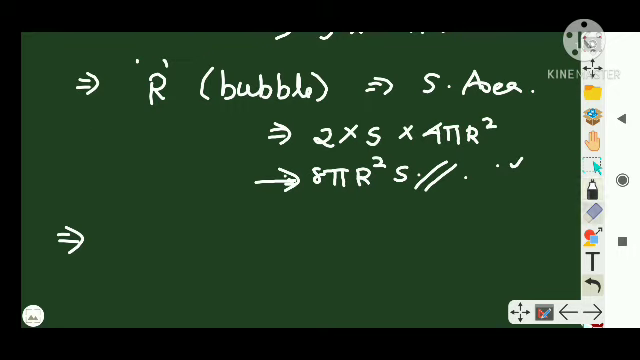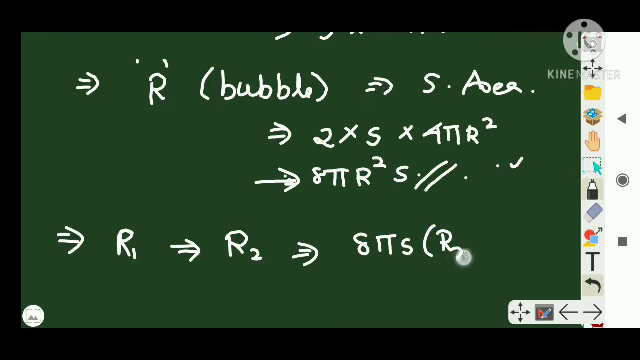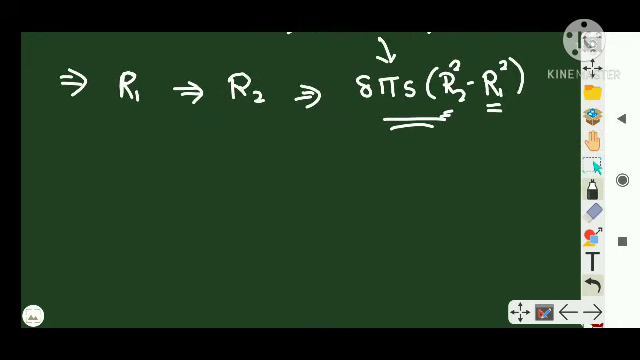If already there was a bubble, it had a radius R1, and you want to change its radius to R2, you want to enlarge it, then the equation becomes 4 pi S into (R2 squared minus R1 squared). General formula from this one itself. Clear? Initial radius is R1, final radius is R2. We can generate that also, right?